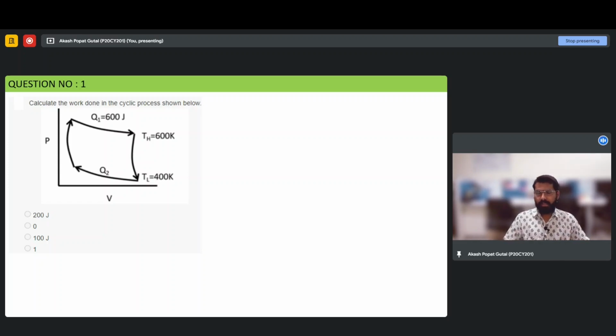So you can work out this problem. You can pause the video and then work out and see the solution.